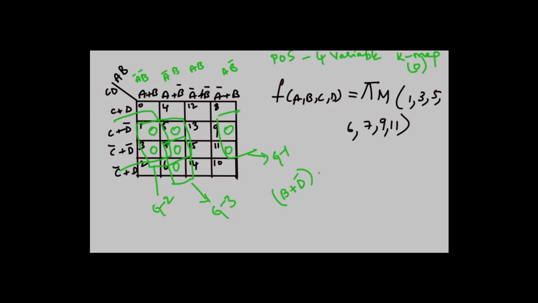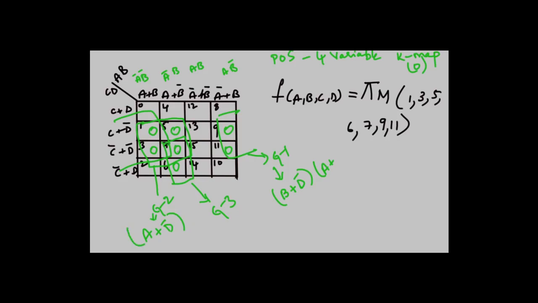Next, since this is POS form, we take the product of the other groups. This is group 1 and this is group 2. For group 2, the common term from both is A. A plus the common term from both, which is D bar. Next, this is group 3.